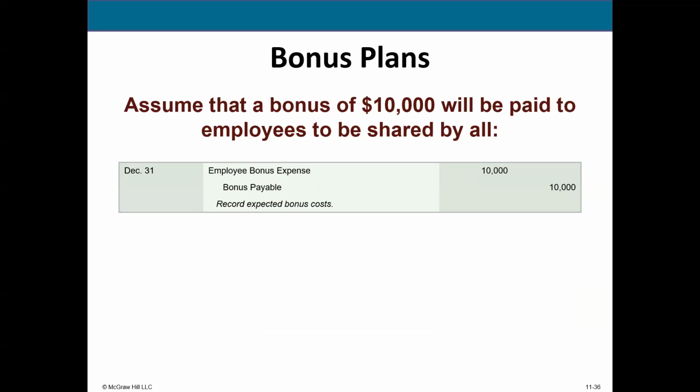Here's another one. Bonuses. Some of you might be fortunate enough to work for a company that offers bonuses to their employees. That's awesome. This is in addition to their income. And so this is an example of a bonus that's being shared by multiple employees. We have this bonus here, $10,000. So we debit employee bonus expense and credit bonus payable. Just another nice thing that sometimes employers do for their employees.